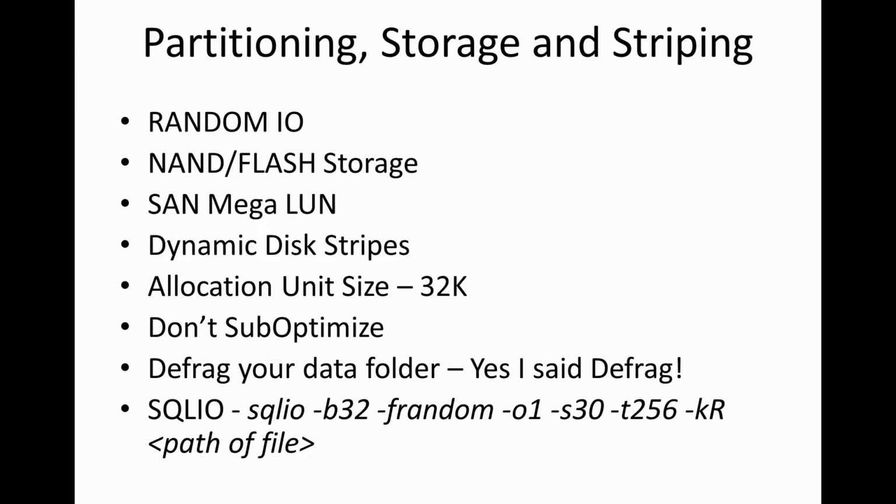You also want to make sure your allocation unit size is 32K. That seems to be the most well-tested value for larger analysis services environments. Don't sub-optimize. What I mean by not sub-optimizing is don't try to get so granular that you make your life really difficult. And a good example of that goes back to moving partitions around.